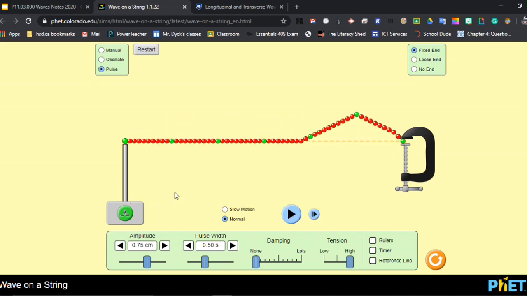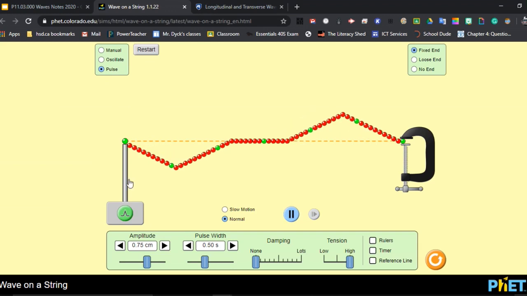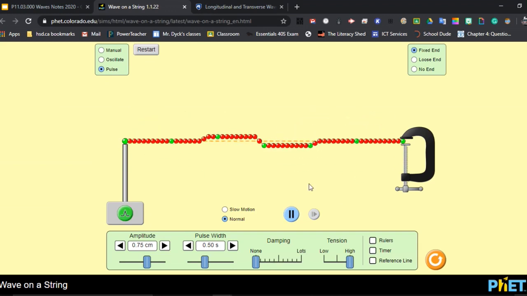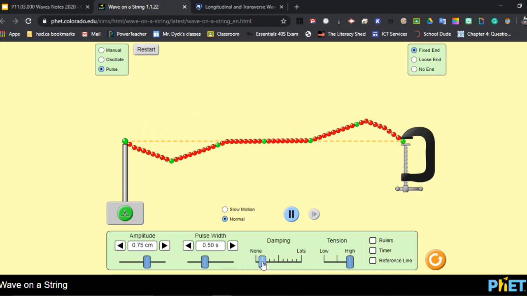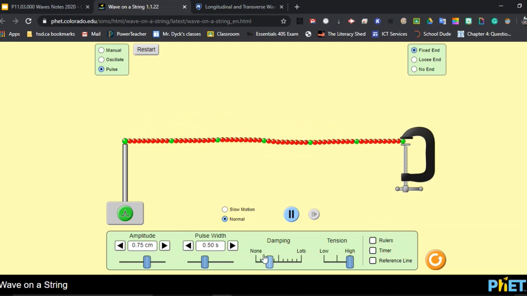transverse waves right here. And if we send just one pulse, that's all it's doing, right? It's just one pulse, and then now it's just kind of reflecting, and it keeps going. Why? Because this dampening is set to none. Once we increase that a little bit, after a while, it goes back to kind of an equilibrium state. You could send one more pulse there, and as you can see, as time goes along, it decreases.